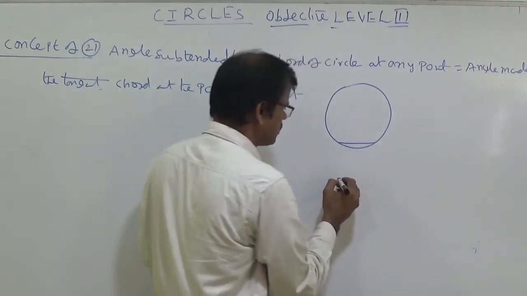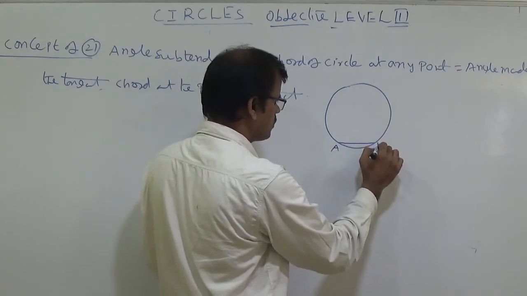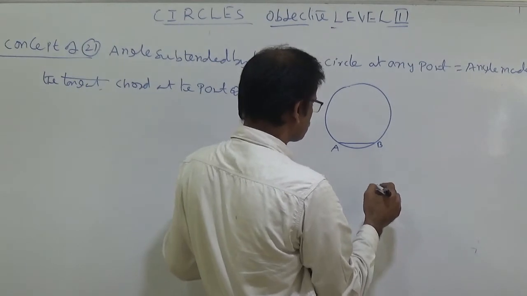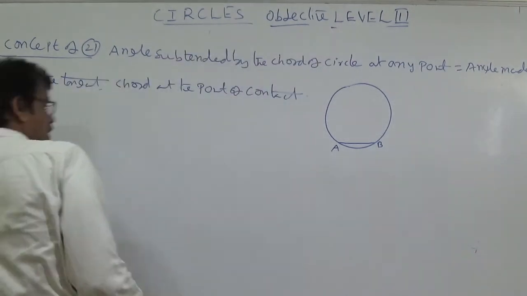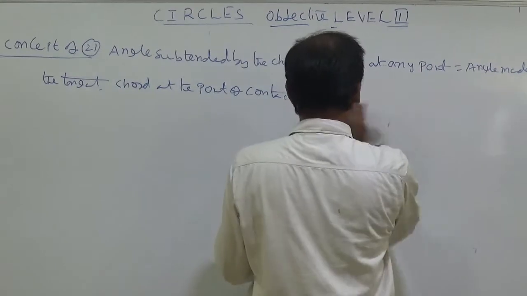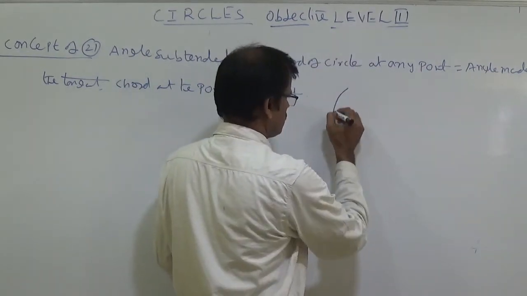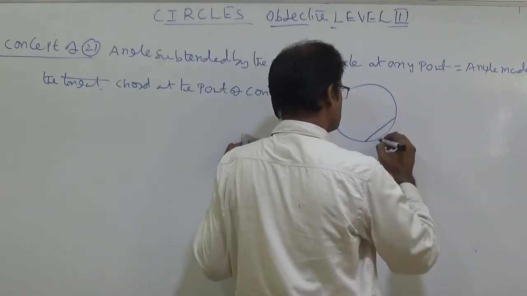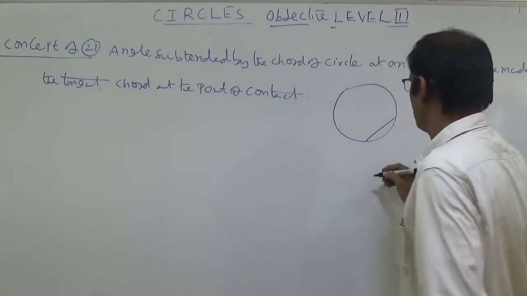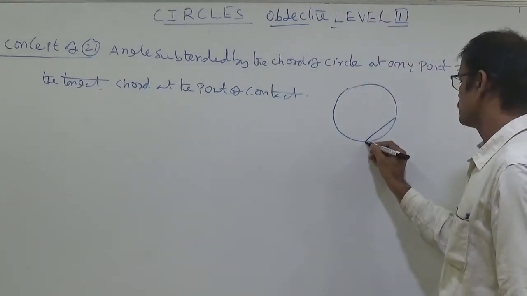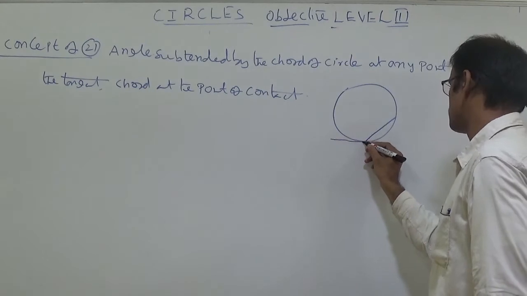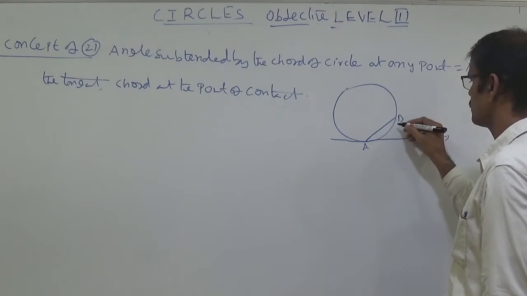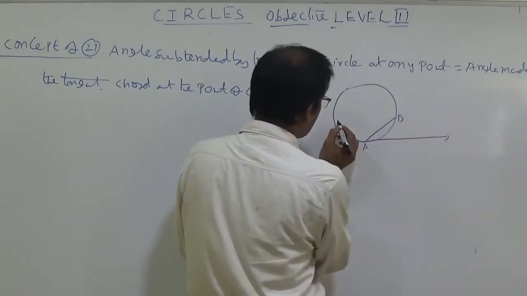This is a chord. Put here A, B. Better to draw in another. This is a chord. This chord, students, this is the tangent. Put here, this is A and this is B. This chord is subtending an angle theta here.